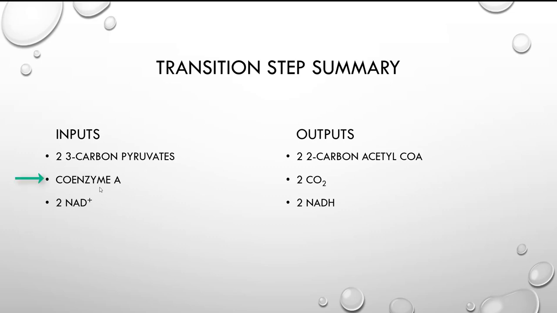Our input is coenzyme A, but because that got added to our 2-carbon chain, we lost that carbon dioxide, so we have 2 carbon dioxides that are going to leave. And then we have a couple of electrons that were stripped in the process, so they're going to be added on to NAD+. So NAD+ will get reduced to NADH. So those are the outputs.